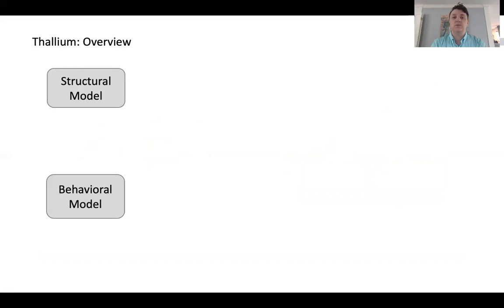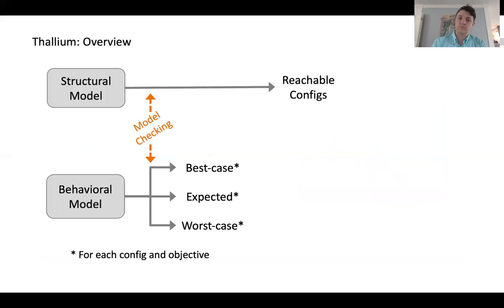So our approach to this, which we call thallium, starts with two models of the system. First, a structural model, which represents the system as a set of tactics that can be enacted and shows the results of applying each tactic to each configuration. And a behavioral model, where we represent the system as a game between two players, the system and the stochastic environment in which the system operates. We then perform model checking on each one.